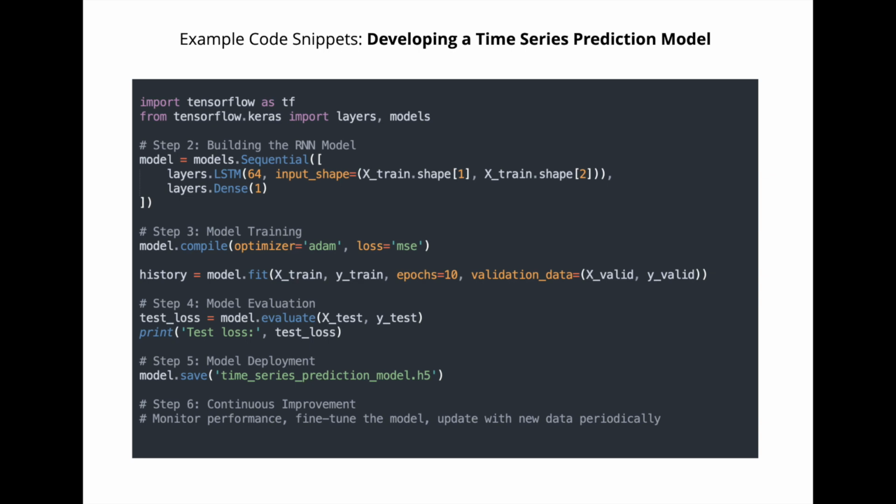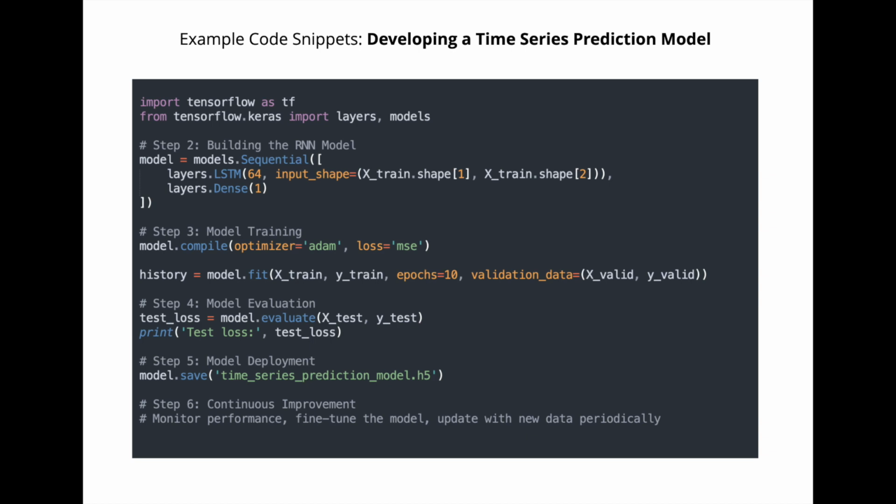Here is a code sample of how to do this. So first, import TensorFlow, then layers and models from TensorFlow Keras. How to build the RNN model? You can call the Sequential function and pass the LSTM layer with its parameters, then call the Dense layer and pass the parameters.